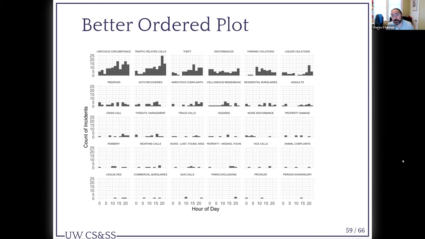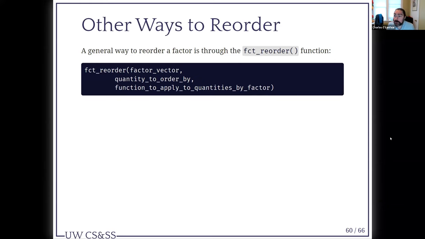Now our facets are ordered by whatever was most common. For instance, suspicious circumstances. And you can kind of tell because there's just more gray area in these higher ones than in the bottom ones. Okay, that's a convenience function. Okay, there are other ways to reorder though.